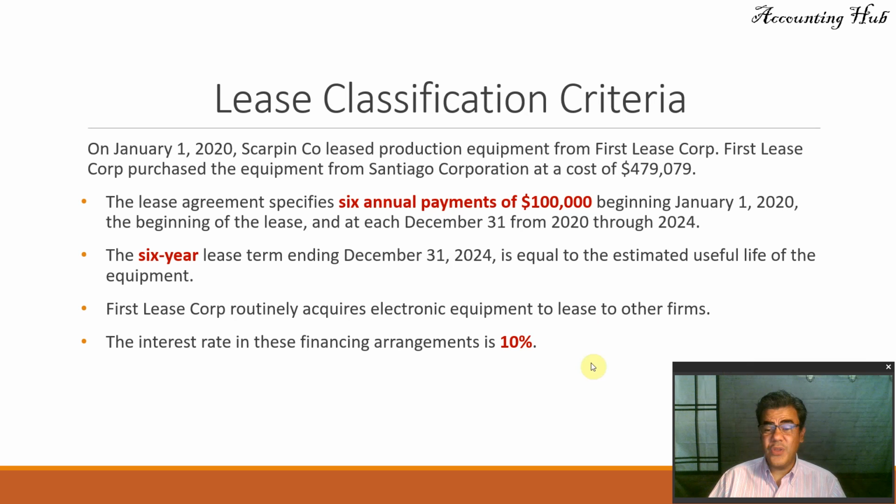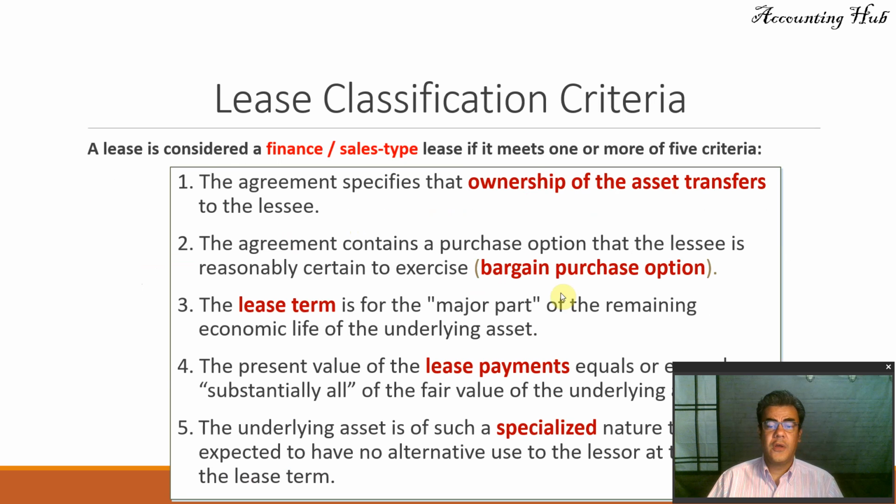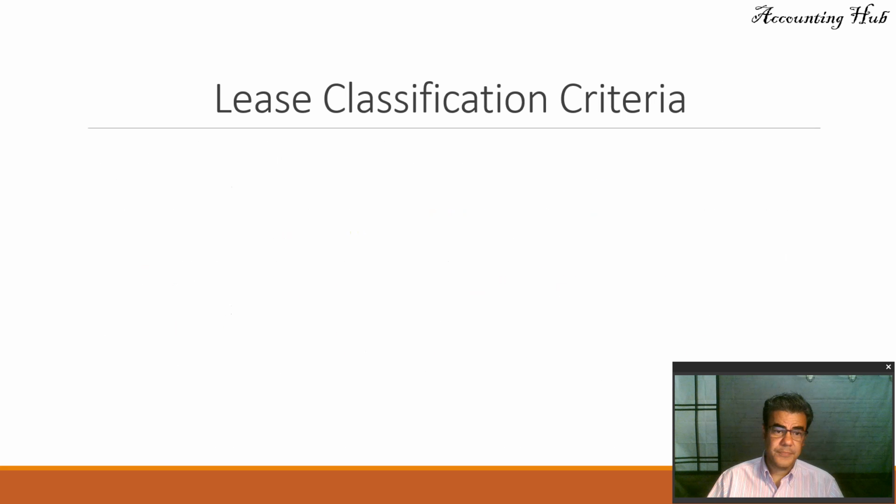So here, we don't even need to bring these six payments to present value because the 6-year lease term is equal to the estimated useful life. So it is the number three here. So we have one yes. So we don't need any other yeses. But let's move on.